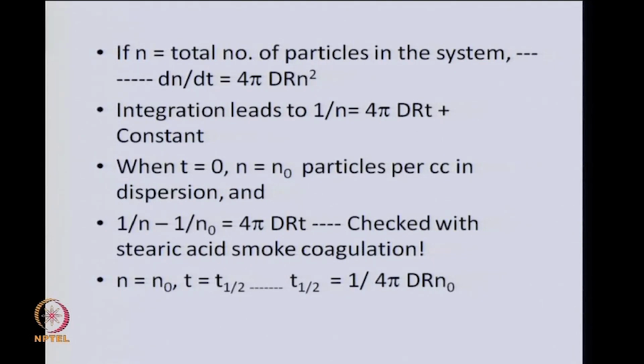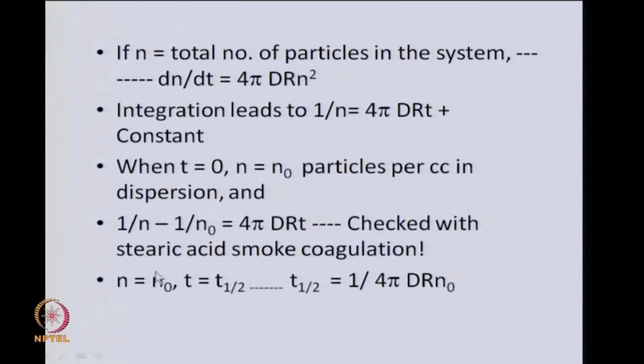This result has been checked against many experiments, including stearic acid smoke coagulation. So, there may be one way of checking it. You could plot 1 by n versus t, which should be a straight line with a constant slope of 4 pi dr. The other way would be to look at the time when the total number of particles reduces from n0 to half that value. So, at t equal to t half, n will become equal to n0 by 2.